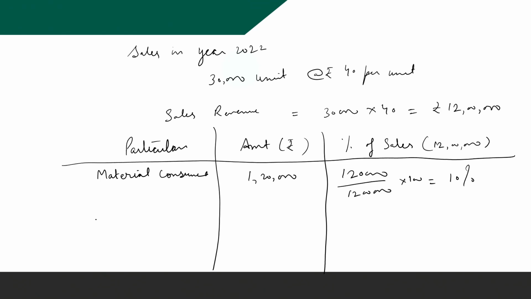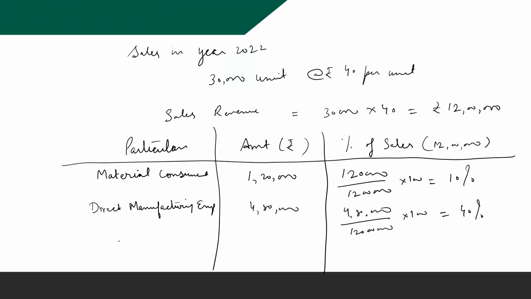Then direct manufacturing expenses, 4,80,000. In the same manner, divide each and every individual item by 12 lakh rupees. So we calculate the percentage, that is 40%. Next item given in the question is wages, 40,000 rupees divided by 12 lakh into 100 is equal to 3.33%. Amount, percentage of sales.